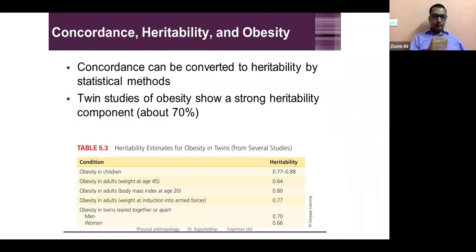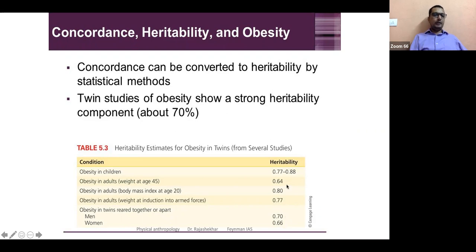Okay, this is what I already showed you. Even for obesity, this is the table I've taken, and we already have the same conclusion: 70% of the genetic component, or heritability component. Obesity in children, you see 0.77 to 0.8 heritability value. It's easy now to compare.